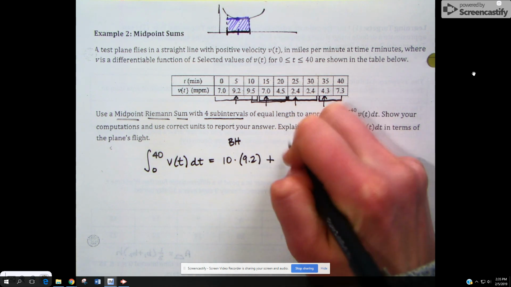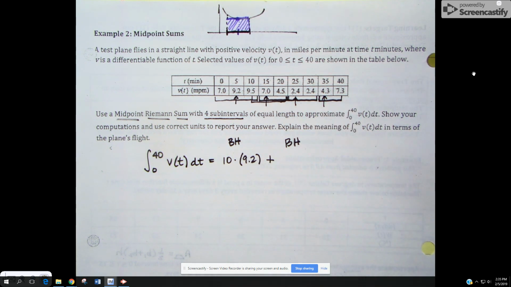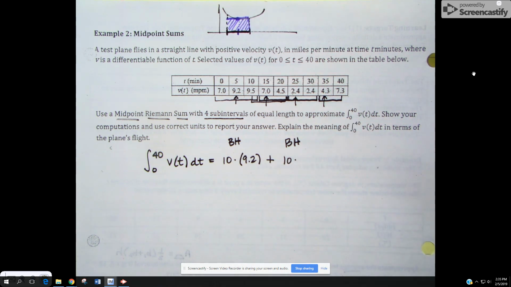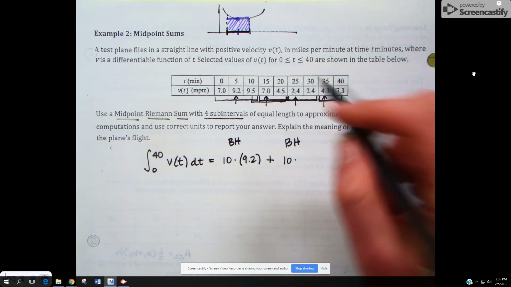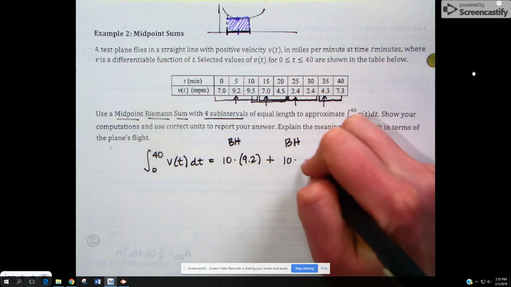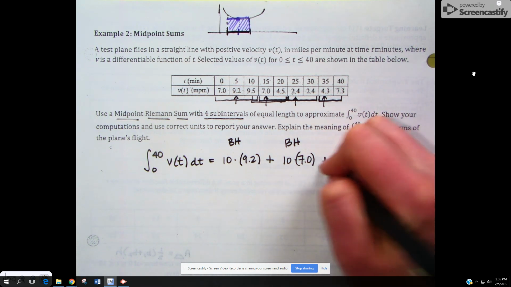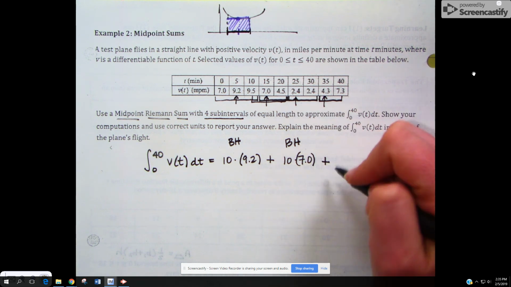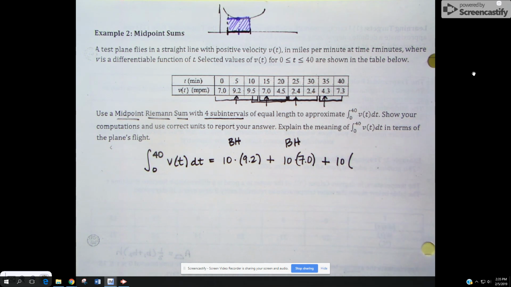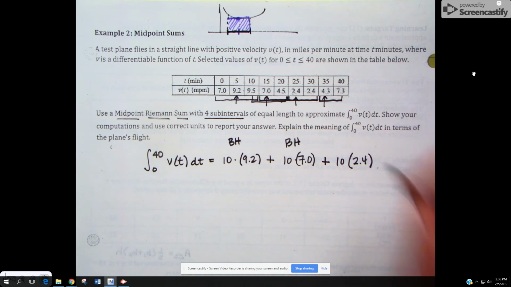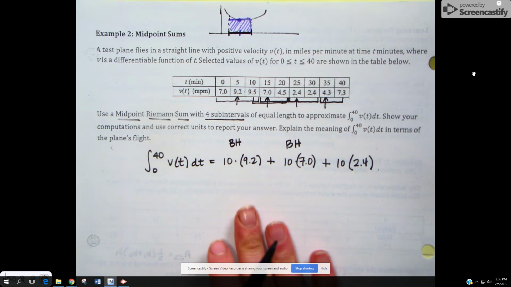Then I would add in the second set of intervals. So from 10 to 20, that's another 10-minute span. So the base of that interval is 10 minutes, or sorry, 10 units. And then I will use the 15, the midpoint value, to determine the height or the value of my velocity function. And I'll keep going like this, right? From 20 to 30, that's another 10-minute base. And I'm using the midpoint at 25, 2.4 miles per minute, to calculate the velocity at that moment.